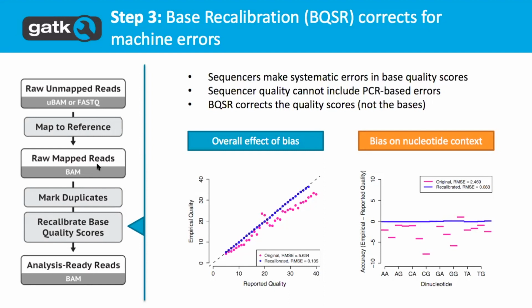When you map these, the pink dots are before BQSR and the purple are after BQSR. When you compare the reported versus empirical quality, you see this neat little line that forms after you apply the base quality recalibration. Something to note here is that BQSR does not change the bases. It does not say, oh, this particular base was called wrong, I'm going to change it. That's not what it does. All it does is fine-tune the quality score and the confidence of calling a base.